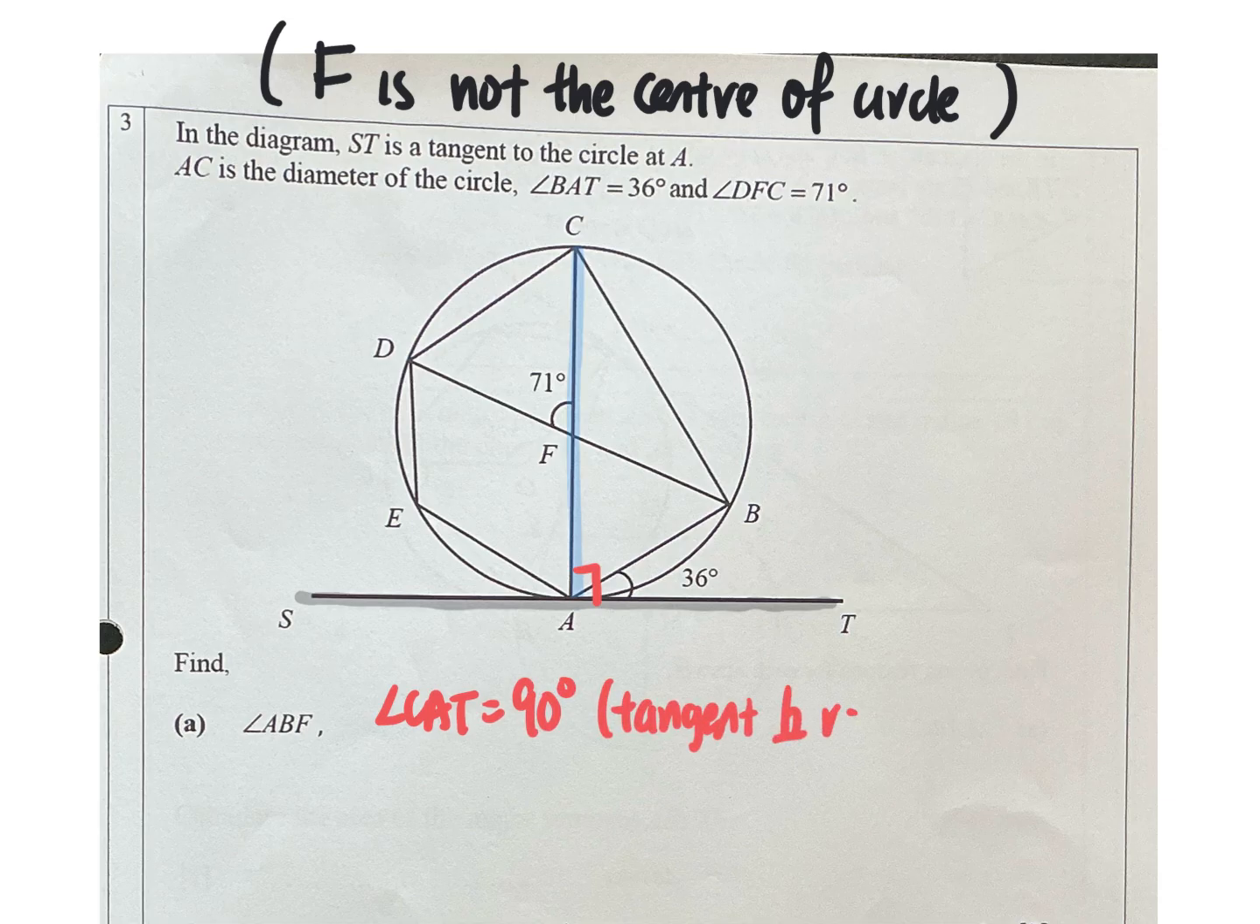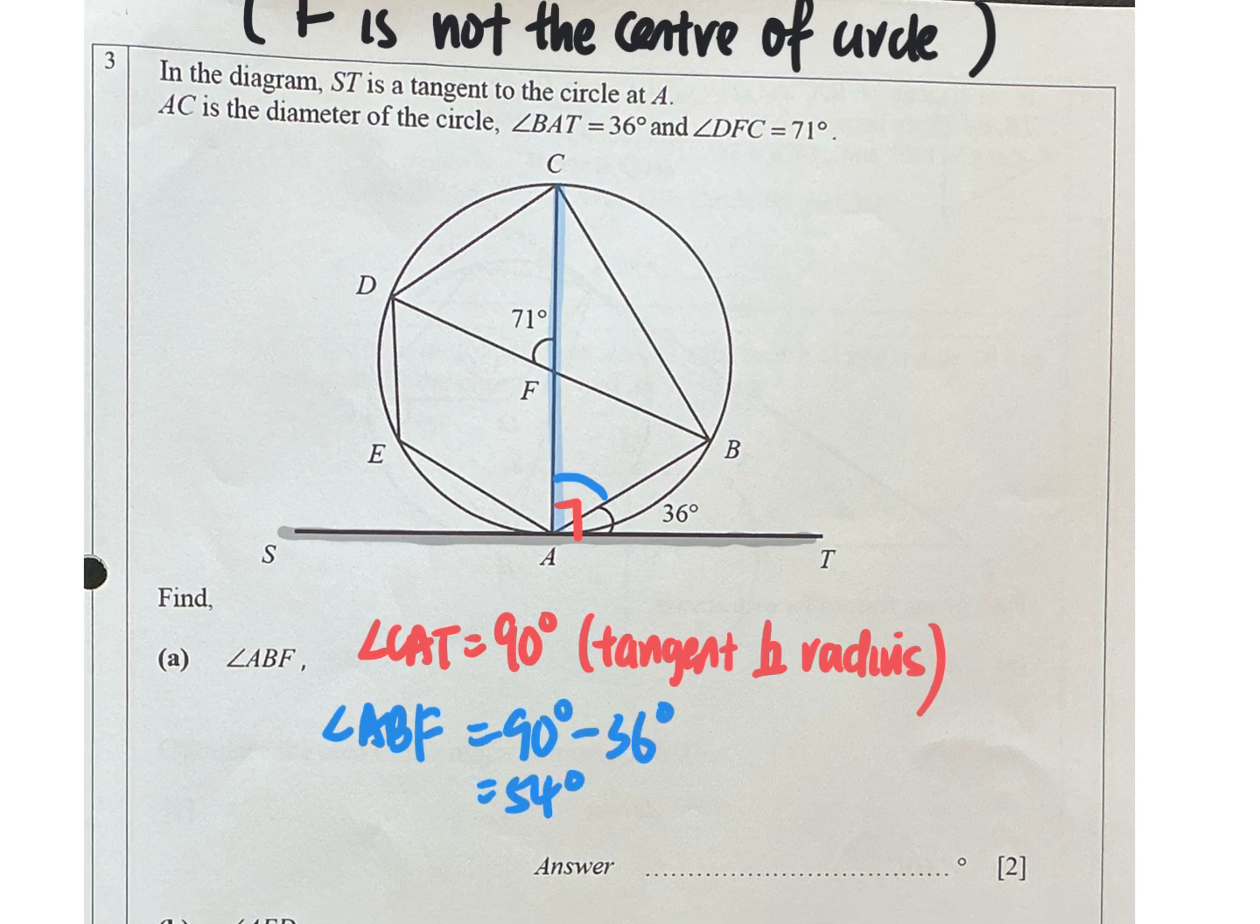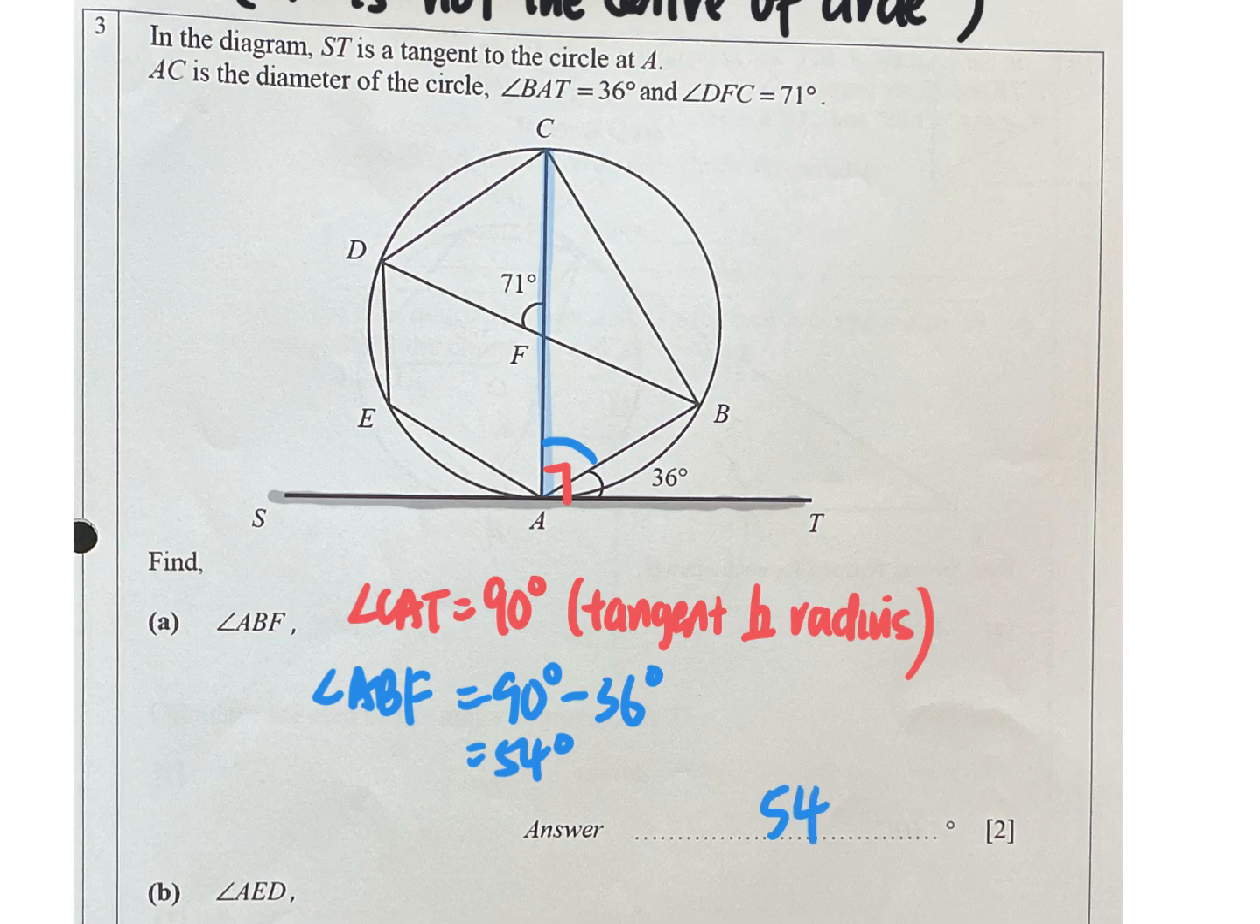Must you write the reason in this question? Actually no need because question never asked for it. But it's a good thing to keep practicing it so when they ask for it, you know. Okay, that's one. Next one, ABF is this angle here. So ABF is 90, take away the 36. So you get 54. So this is the first answer. Okay, so this part here is 54.